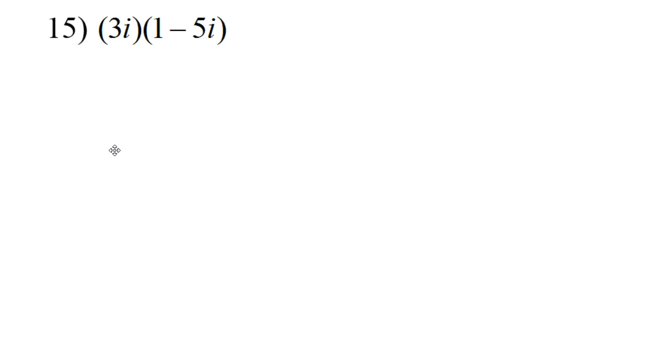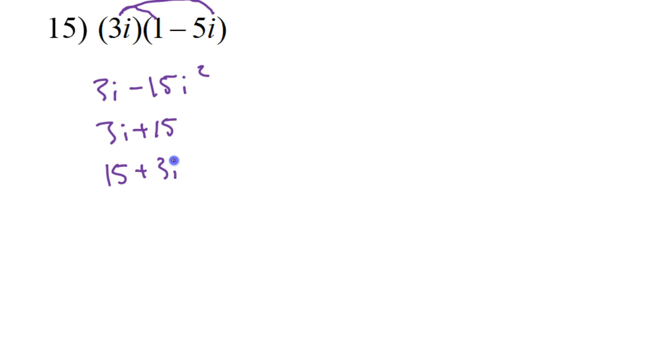Alright guys, last problem. So we have 3i times 1 minus 5i. So we're going to distribute the 3i to the 1 and to the negative 5i. So 3i times 1 is clearly 3i, and 3i times negative 5i will be negative 15i squared, which comes out to be positive 15. So we have 3i plus 15, but we want to switch that around, so it's 15 plus 3i, and there's your answer. That's it.